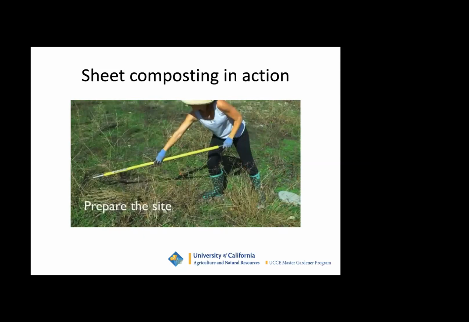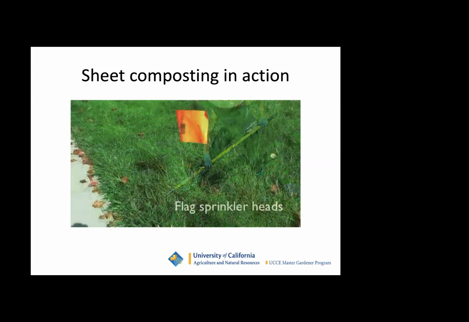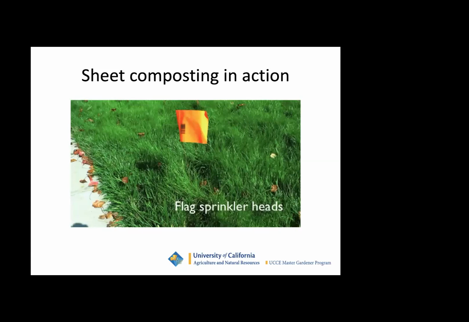If you have tall weeds, you're going to want to knock them down or mow existing vegetation so that it lies flat. Then remove only woody or bulky plant materials. If you plan to retrofit your sprinkler heads for drip irrigation, be sure to flag the sprinkler heads now so that you can find them again when you're done. I'll show you all about sprinkler head retrofitting in part two.